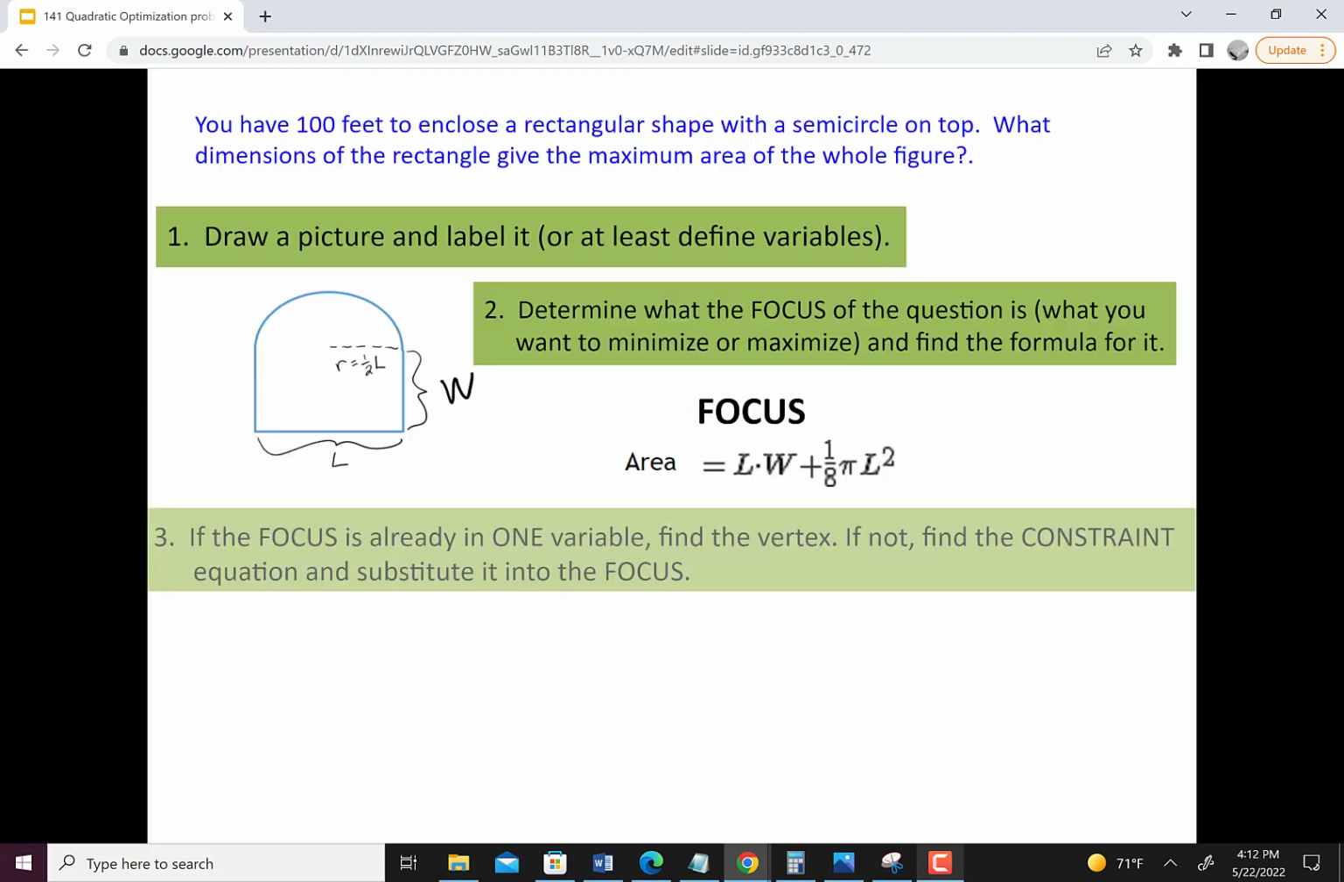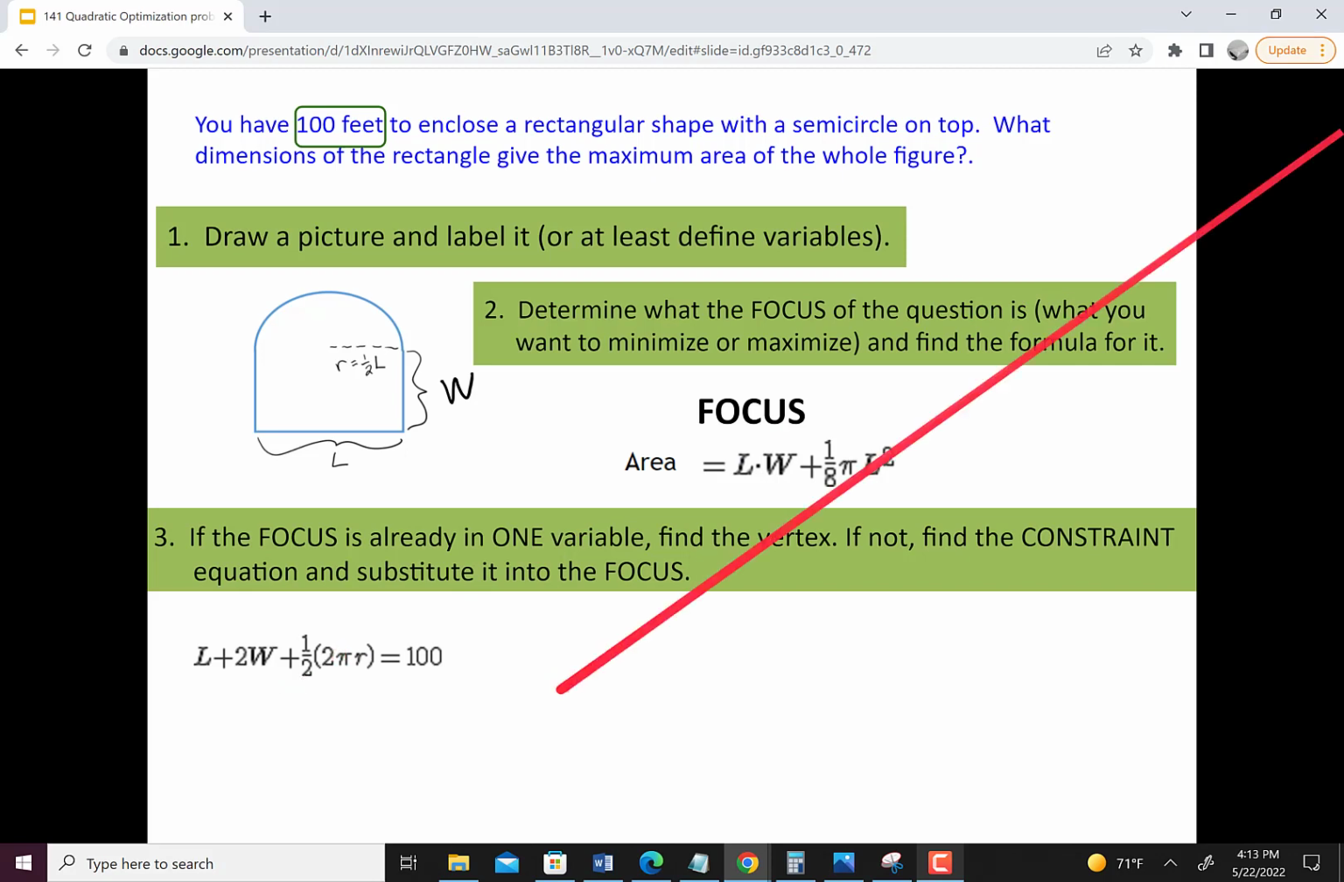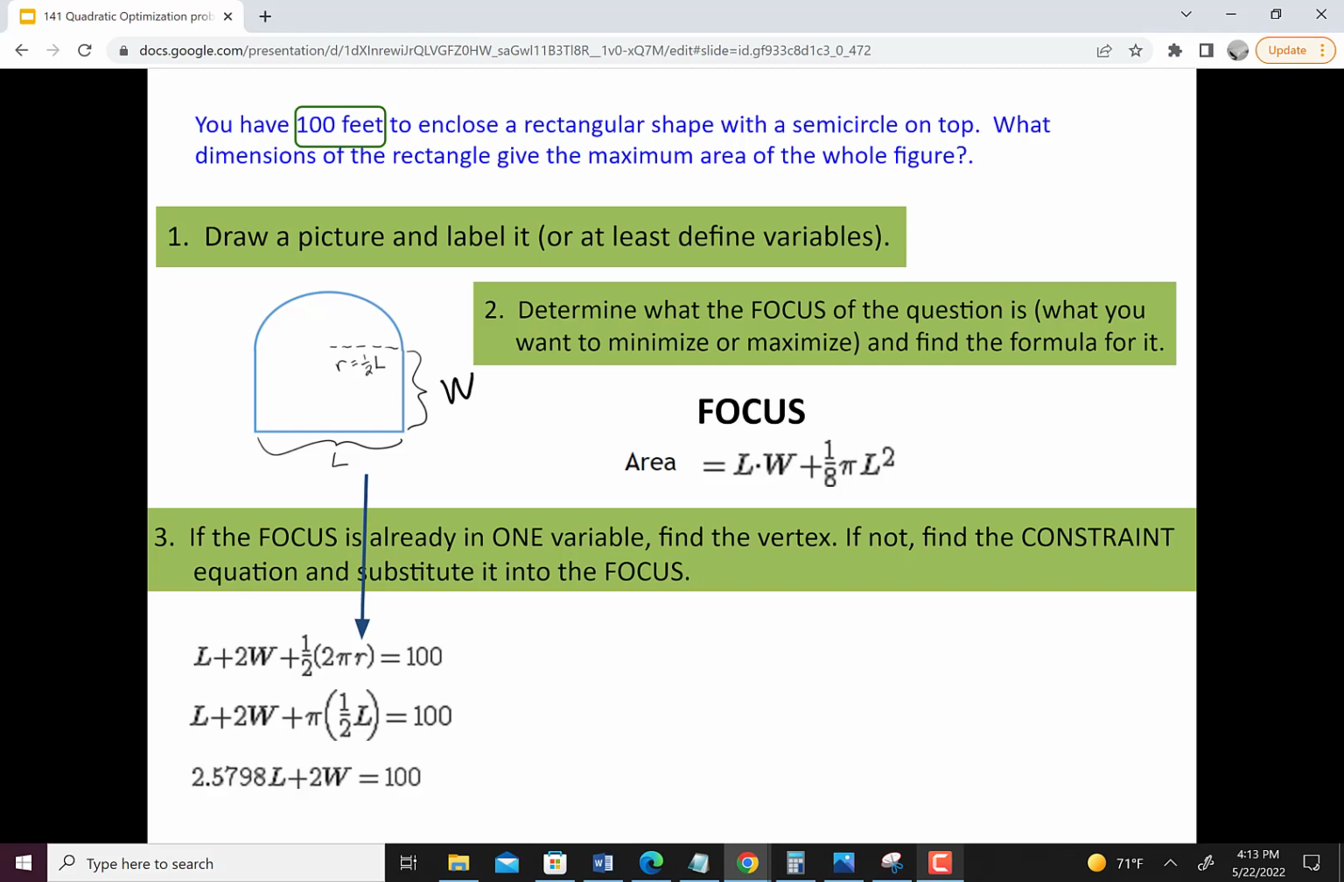And we can go to step 3, which tells us we actually do need to find a constraint to get this W or the L out of there. And that's going to come from this 100 feet, something else that you're told. Remember, that's the full outside. So you've got 1L, a right-hand W and a left-hand W, so 2 W's, and then half of a circumference, 1/2 2 pi r. And of course, remember, R is 1/2 L, the 2's cancel. And we end up with this formula. That's the constraint.